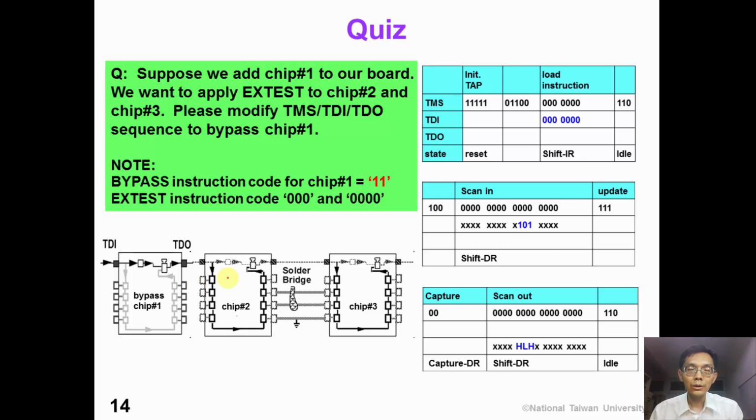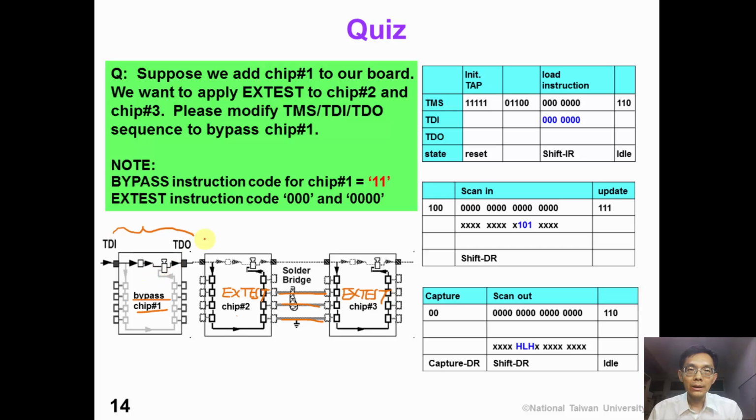Now it's time for you to do the quiz. Continued from our previous example, suppose we want to test the interconnect between chip number 2 and chip number 3. So both of them are in the Xtest mode. This is the same as before. But now we have one extra chip, chip number 1. We don't want to test chip number 1, so we want to put it in the bypass instruction.